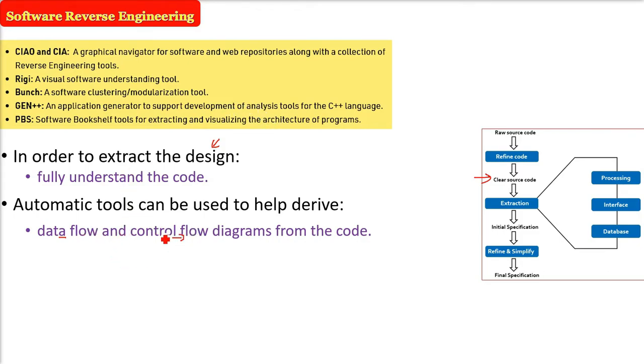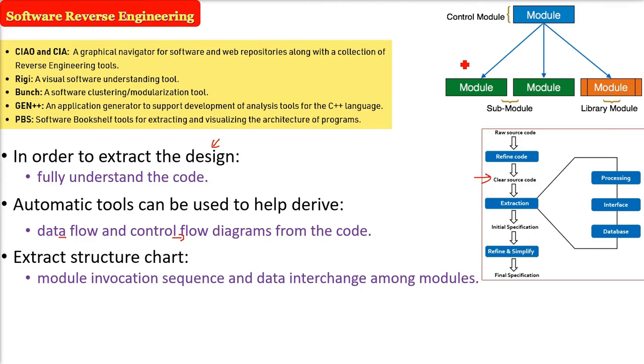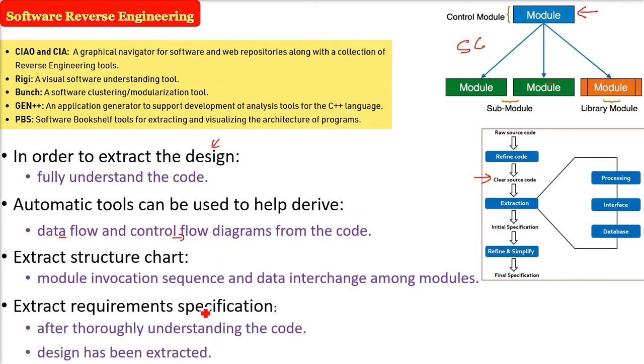So these automatic tools can be used. Then what you have to do? You have to extract or find out the structure chart. What is the main module? What are the sub-modules? What are the library modules? So the module invocation sequence and the data interchange among the modules need to be extracted. And finally, when you have come up with the design, now you have to extract the specification.